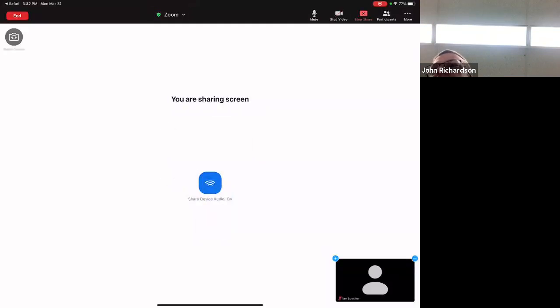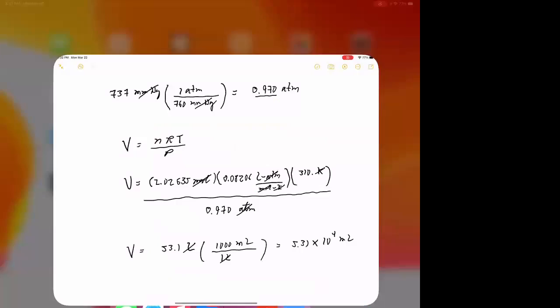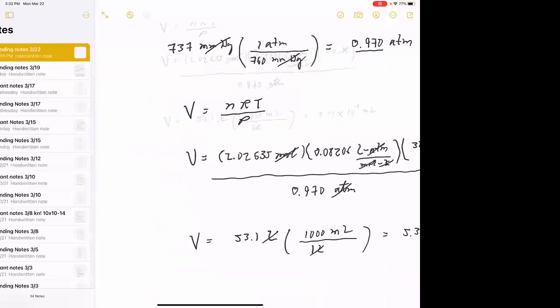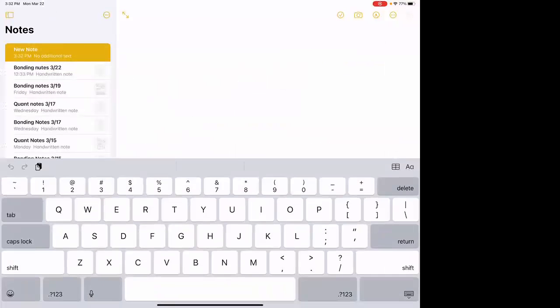And we will do a screen share here. And go back to notes. The bonding notes, you guys can tell we're doing gas laws. Okay. New note. Today's 22nd, right?